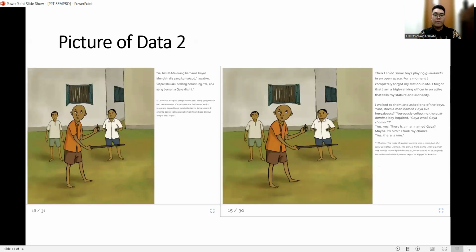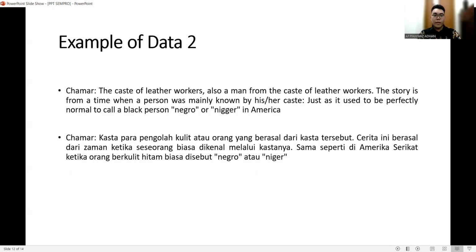And we have the second picture of the data. The second example of the data, both of them are chamar, but the difference is the first one, chamar, translated into English: the caste of leather workers, also a man from the caste of leather workers.